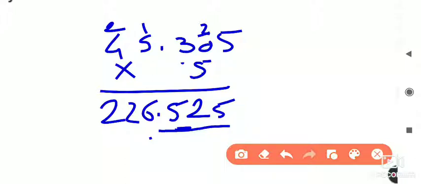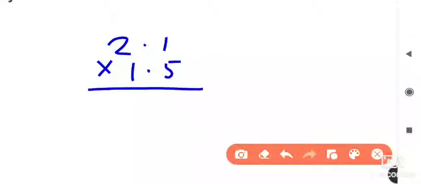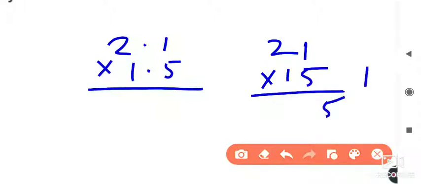Suppose in this example only the numerator shows the decimal point. But in some examples, suppose the question is 2.1 into 1.5. So it's multiplication. Just as I told you, 15 ones are 15, general multiplication: 21 into 15. How are we doing it? 15 ones are 15, 1 carry. 15 twos are 30. 30 plus 1 is equal to 31. Okay. So its answer, 315, only will come.